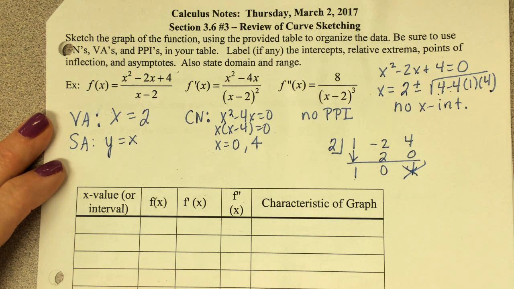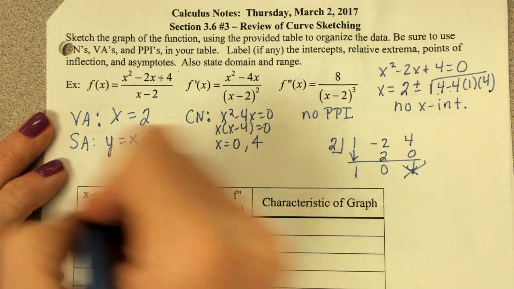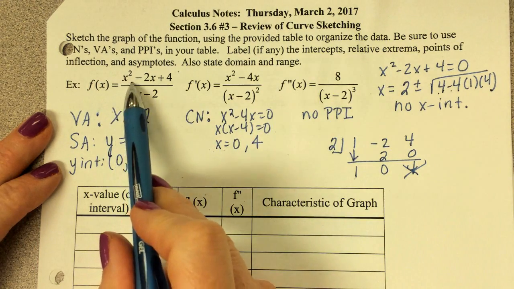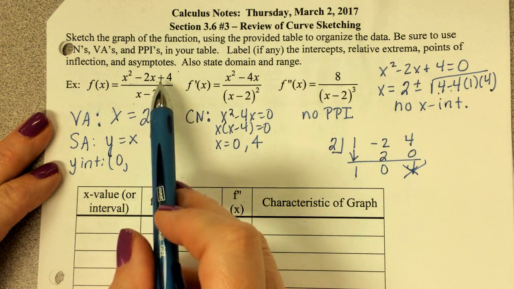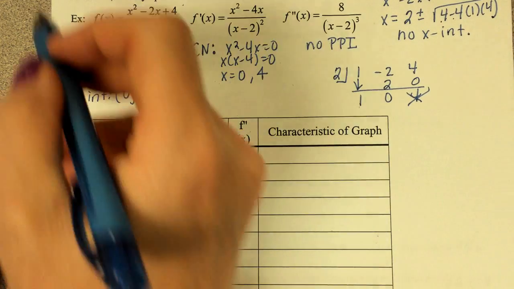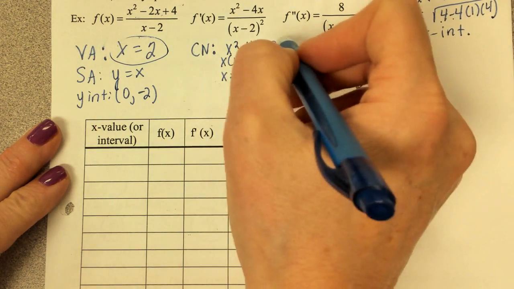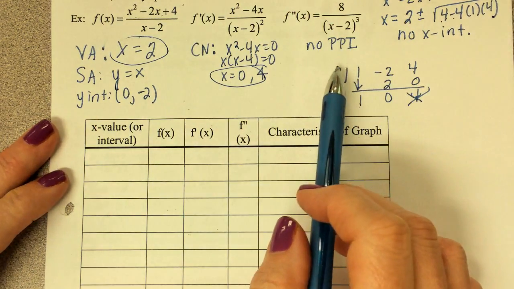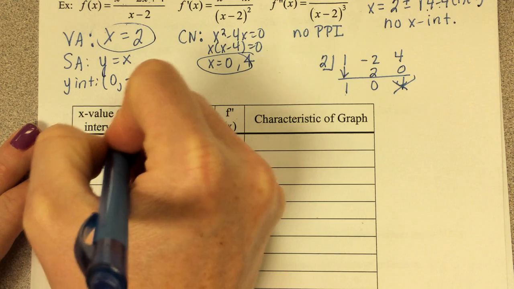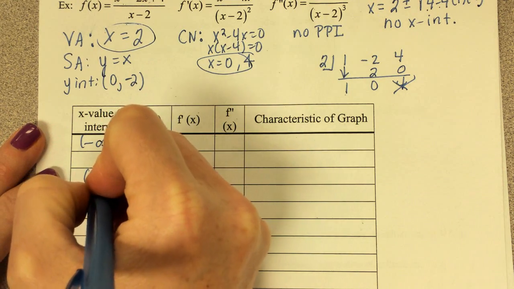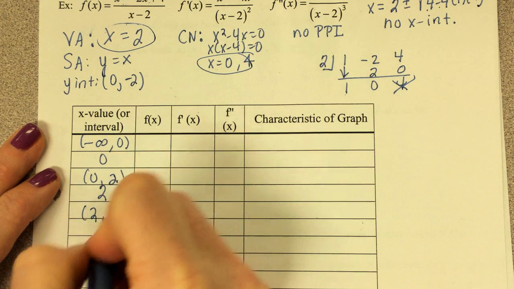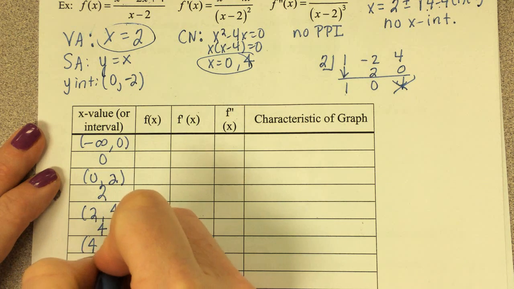So we've got that. What about y-intercepts? Plug in 0 for x. 0, 0, 0. What's it going to be? -2. Now, in our chart, all we use are the vertical asymptotes, the critical numbers, possible points of inflection if we have them, but we don't have any. So we're going to have to go from -infinity to 0, 0 to 2, 2 to 4, and 4 to infinity.